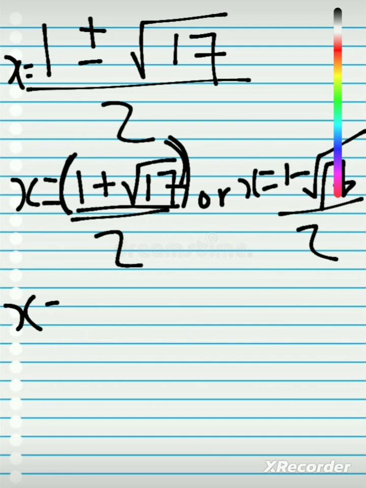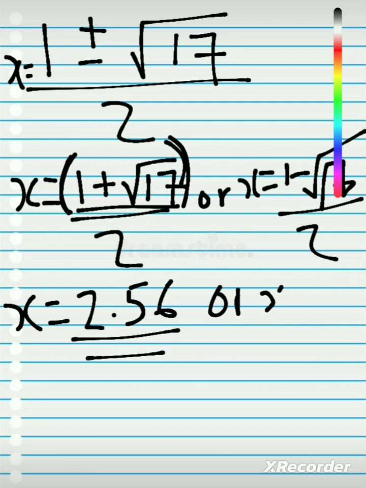You are going to get, to 2 decimal places, 2.56. Don't forget that the question says express in 2 decimal places. Or for this side again, you punch 1 minus square root of 17, divided by 2. You get negative 1.56.